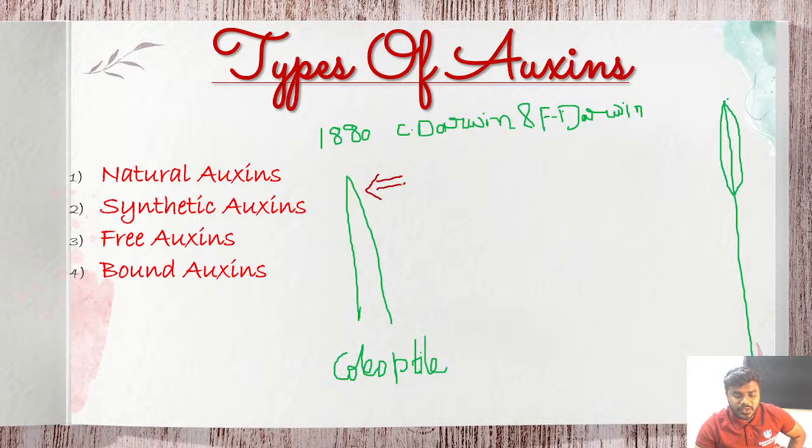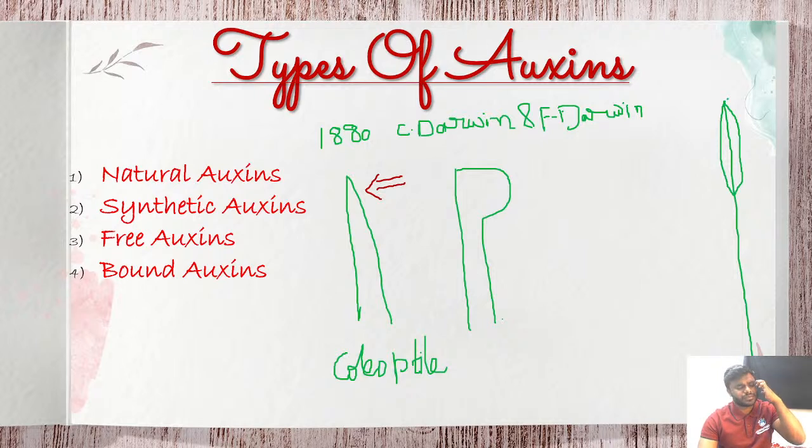My friends, when he exposed the coleoptile to the unilateral sunlight, all of you pay attention. The coleoptile starts bending like this. Now, what did Darwin and his son finally conclude? Darwin and his son concluded one important point. What is that point? Both said there is a chemical present.